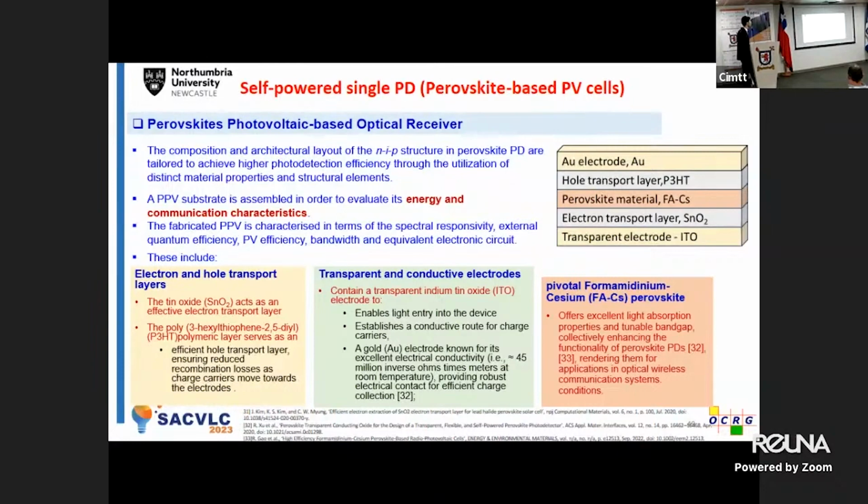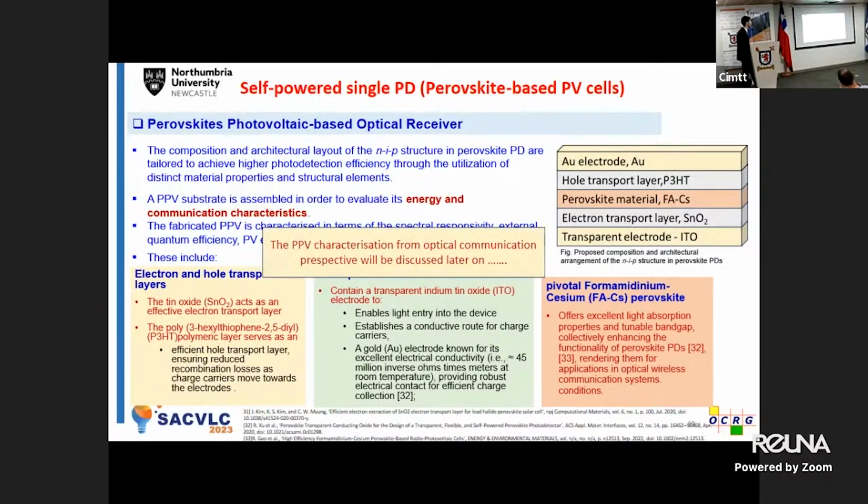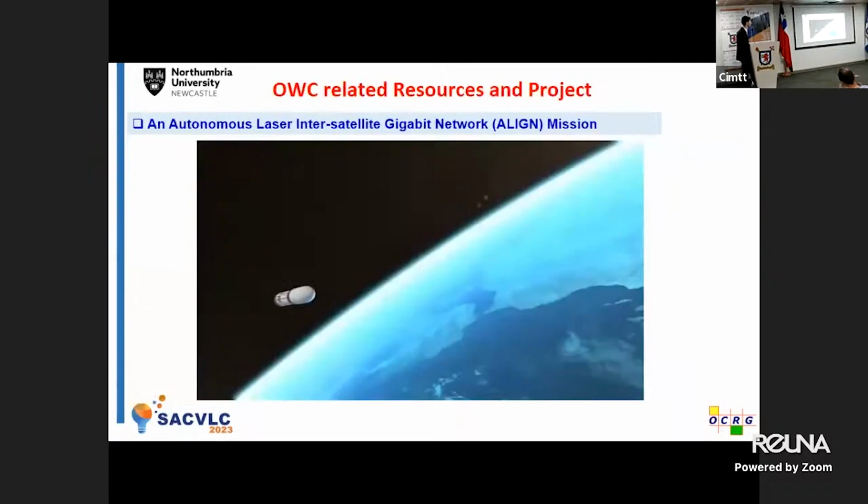So looking from this point of view, we assembled the device. We look at energy and communication characteristics. The characterization from the optical point of view will be presented later, just after me, by Carlos to some level. And before I conclude here, I'm taking this opportunity to play this multimedia for the other project that we work on in Northumbria.